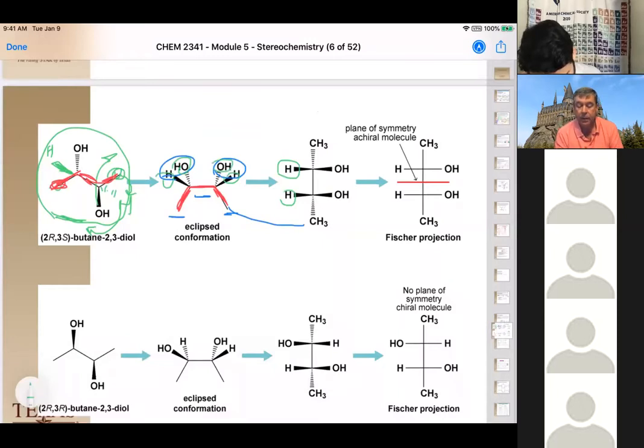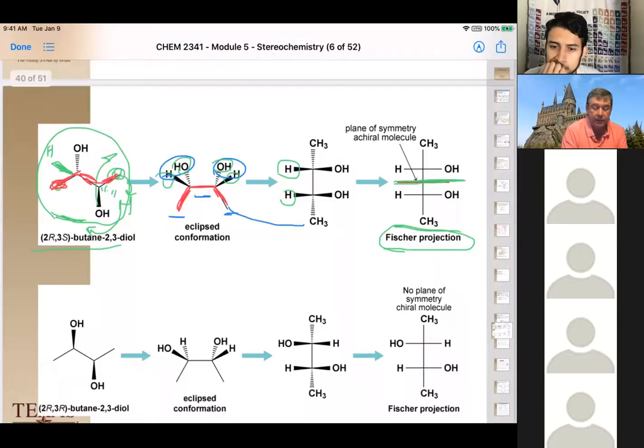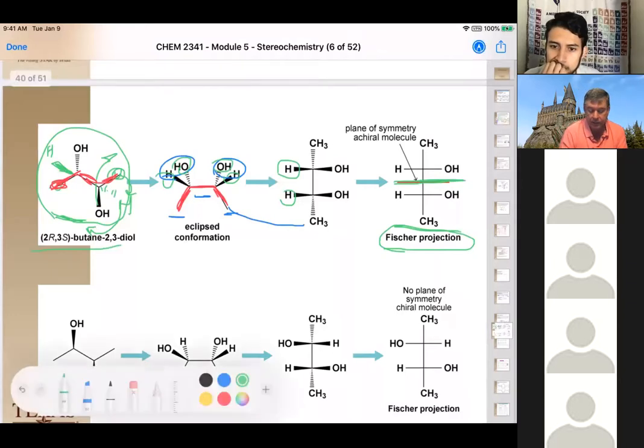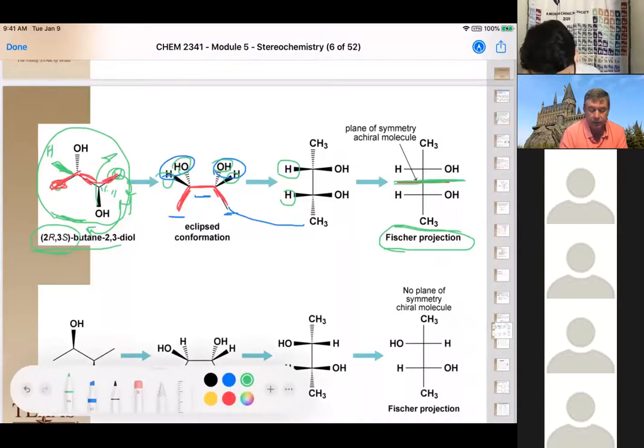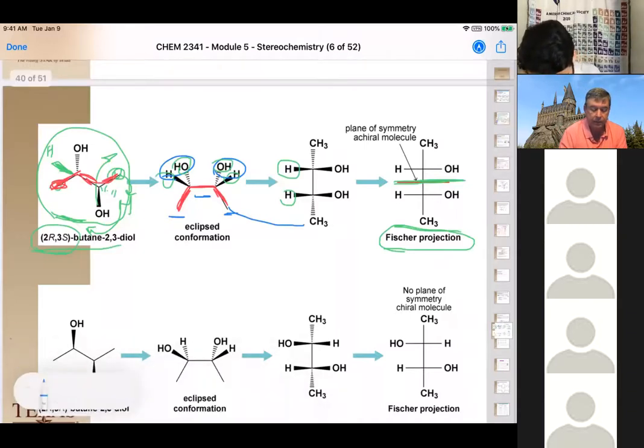And in this particular model, we can now see we have a plane of symmetry. That is showing us that we have a complication in here, and I'll talk about that complication on the next slide. But let's redraw the other isomer. In this case right here, we had the 2R3S isomer. Let's go ahead and do the same conversion for the other isomer down here.